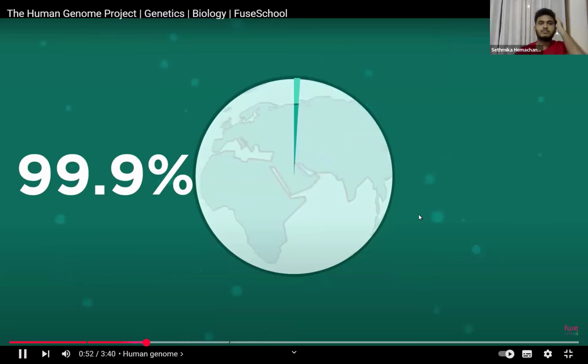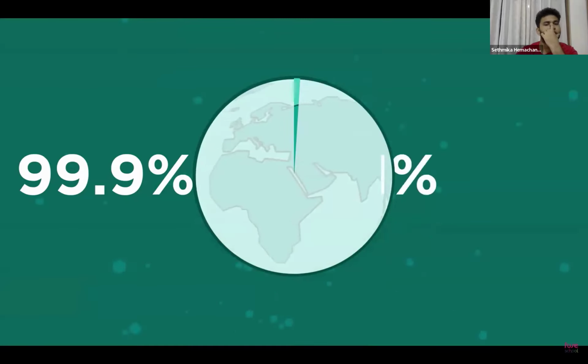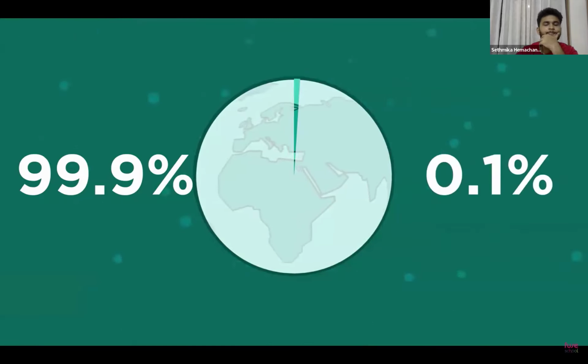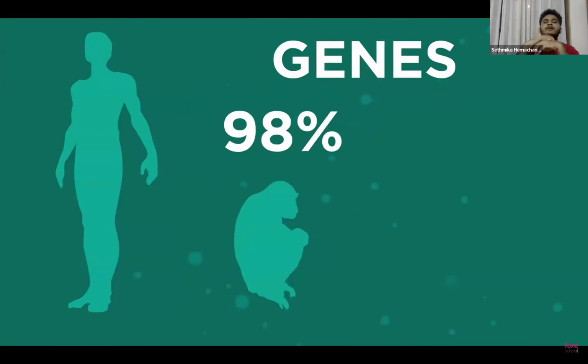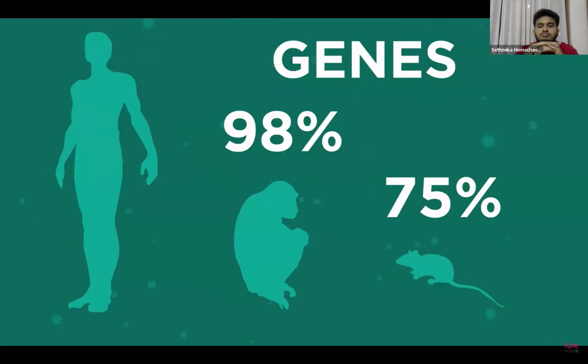Every person on Earth is 99.9% the same. It's that tiny 0.1% that makes up genes that give us our unique differences. In fact, our genes are 98% similar to a chimpanzee's and 75% the same as a mouse.